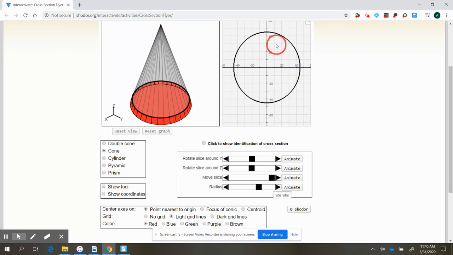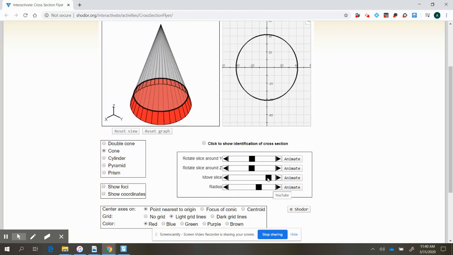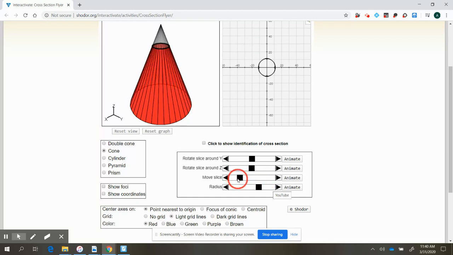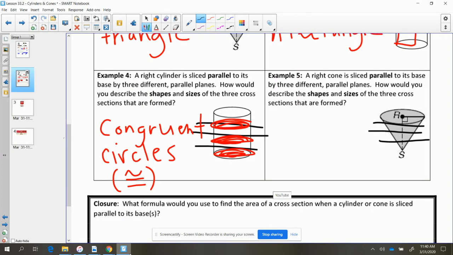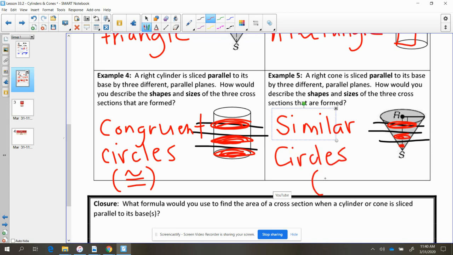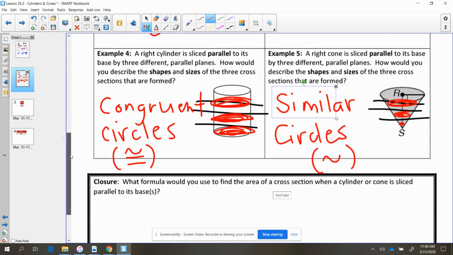So the difference here is that these are also all circles, but depending on where we slice it, they're just going to be similar to each other. They're all going to be circles, but they're just similar. So in this particular example, when we slice here versus here versus here, these are going to be similar circles. And a reminder, the sign for similar is just one little squiggly tilde like that, which is the Greek letter name for that one.